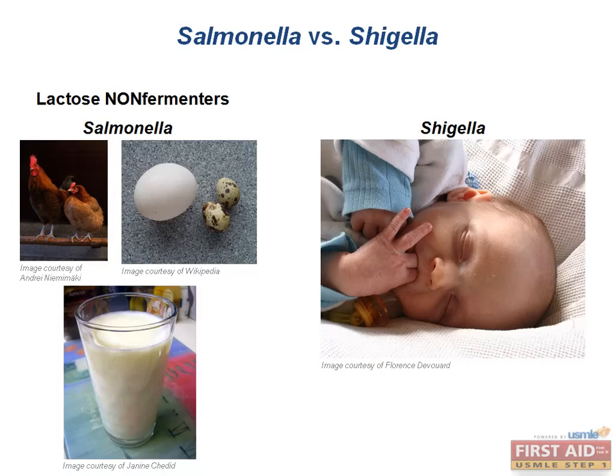Salmonella produces H2S gas, whereas Shigella does not. Shigella is a common cause of diarrhea found in students at school. Do you remember what bacteria has a similar toxin to the one found in Shigella? Well, it's an E. coli, specifically EHEC, or enterohemorrhagic E. coli, which produces a toxin known as Shiga-like toxin.